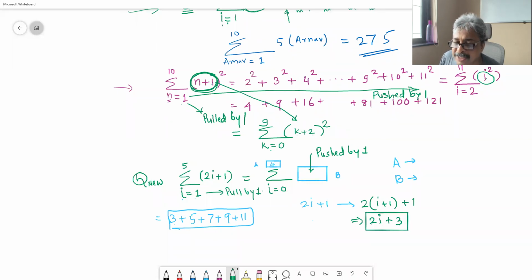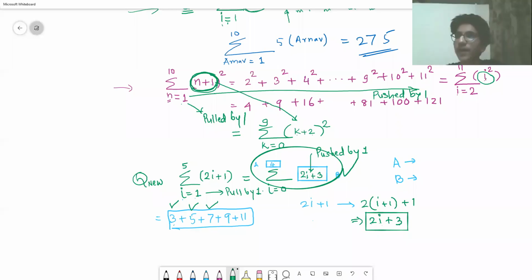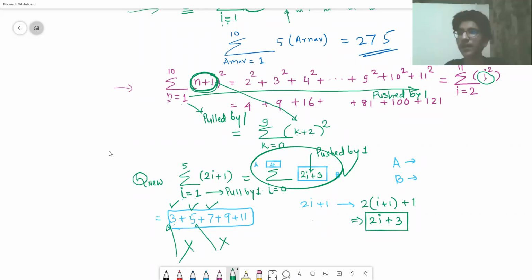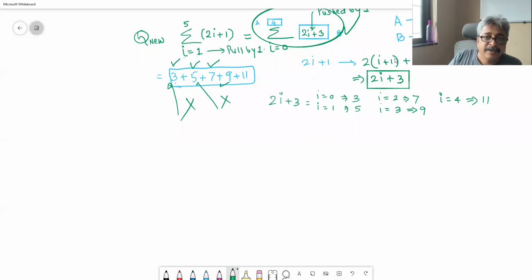And whenever you do this, if you are in confusion, what should you do? You put 2i plus 3. Then put i is equal to 0. Are you getting 3? Correct. i is equal to 1. Are you getting 5? Correct. i equal to 2. Are you getting 7? Correct. Therefore, this is correct. If i is equal to 0 and you don't get 3, then it is wrong. If you put i is equal to 1 and you don't get 5, it is wrong. Right, I have completed my explanation. Now you can ask.